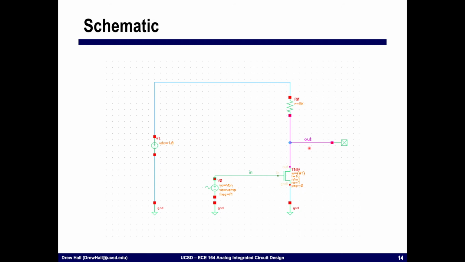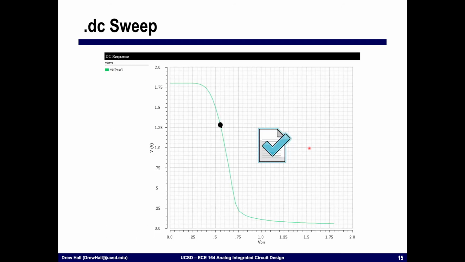All right, so the very first thing that I'm doing is sweeping the DC operating point. I've run a DC sweep where I've swept VBN, or this bias voltage, from 0 all the way up to 1.8, and I'm plotting the output voltage. This should look very familiar to that cartoony plot that I showed earlier.